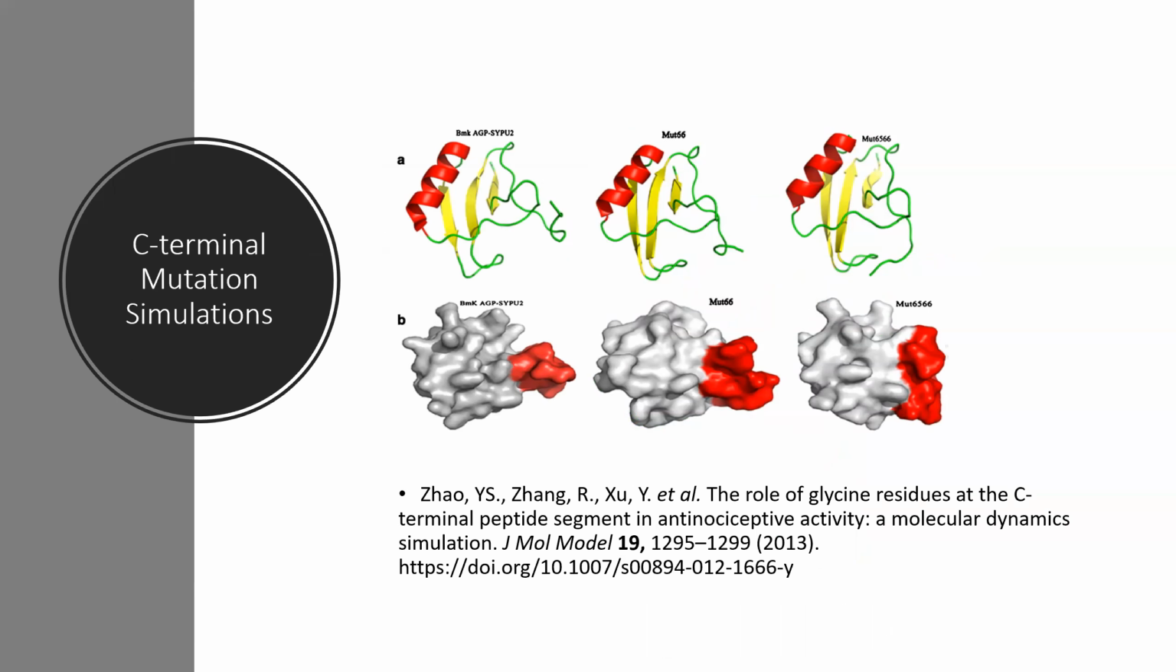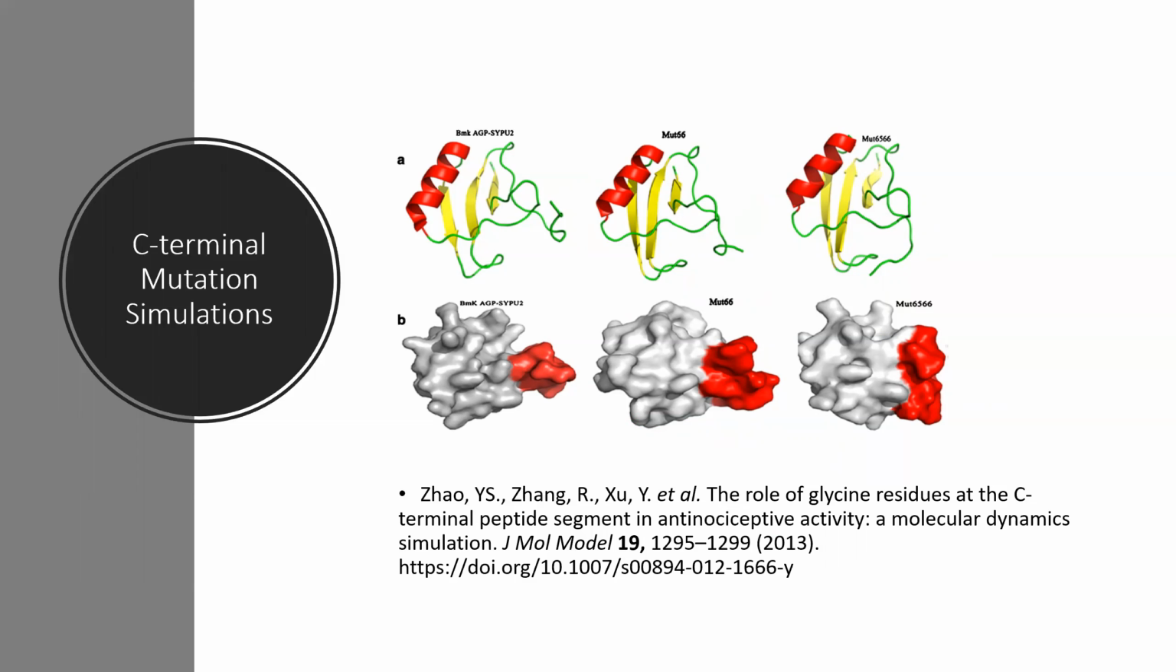Researchers from Shenyang Pharmaceutical University and Jilin University were able to determine that the C-terminal segment of the non-core domain helps maintain its protruding topology, which is associated with analgesic activity. By deleting the glycine 65 and glycine 66 in the C-terminal segment, the molecular dynamics simulation showed that the protruding topology is significantly disrupted and made flat.